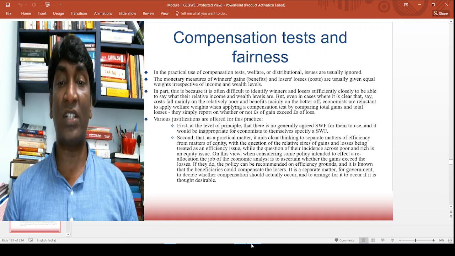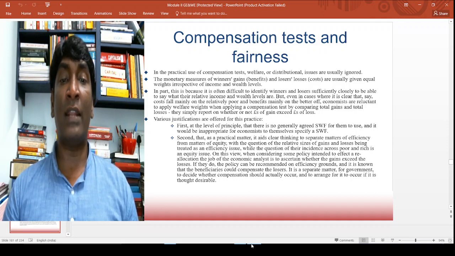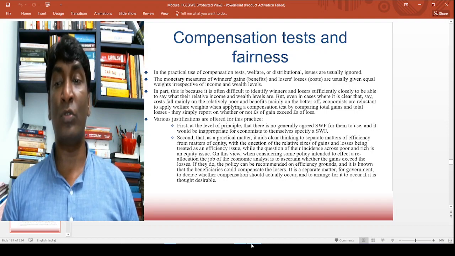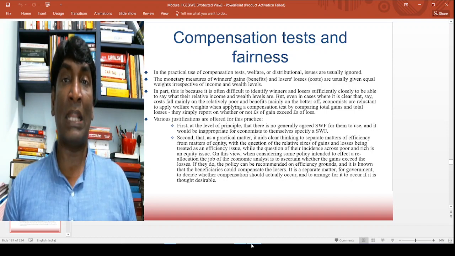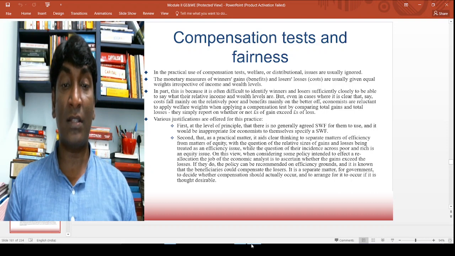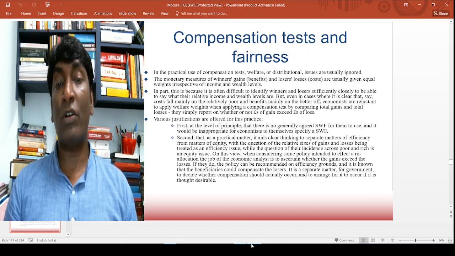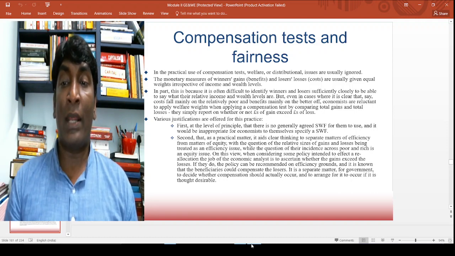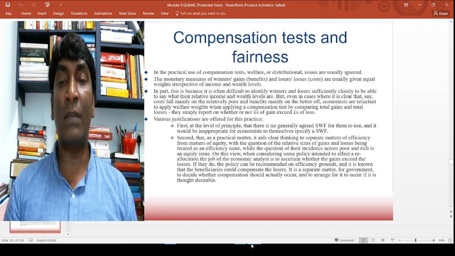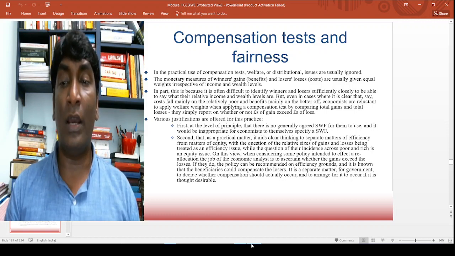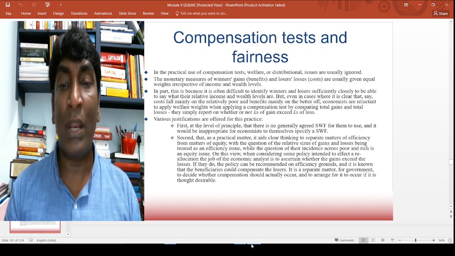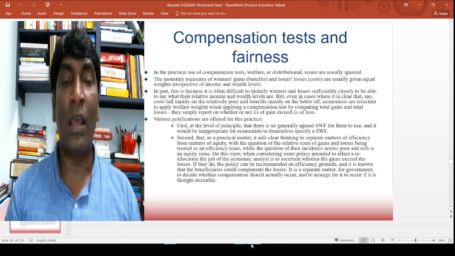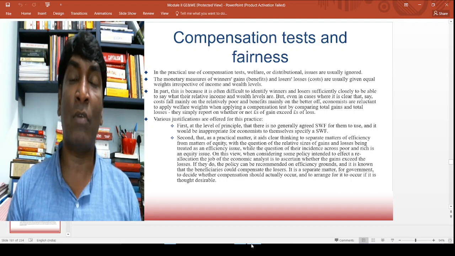In the practical use of the compensation test, welfare or distributional issues are usually ignored, and the monetary measures of winners' gains (benefits) and losers' losses (costs) are usually given equal weight irrespective of income and wealth level. This is a serious problem as well as a criticism against this particular approach, and in part this is because it is often difficult to identify winners and losers sufficiently closely to be able to say what their alternative income and wealth levels are. But even in cases where it is clear that, say, cost falls mainly on the relatively poor and benefit mainly on the better off, economists are reluctant to apply welfare weights when applying the compensation test by comparing total gains and total losses. They simply report on whether or not this amount of gain exceeds that amount of loss.